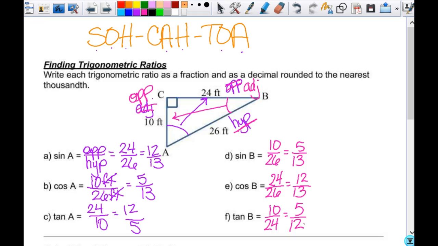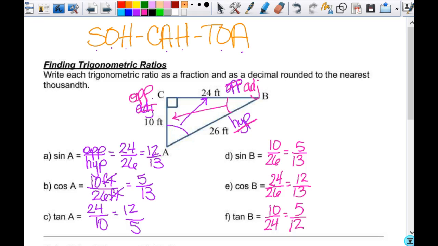Does that make sense? So every single time in every triangle, the sine of one angle will be the cosine of the other one, and vice versa. And then look at the tangents. 12 over 5 and 5 over 12. Those are just what? Reciprocals. Okay, so they're reciprocals because you've just switched what the opposite and the adjacent are. Does that make sense? Okay.